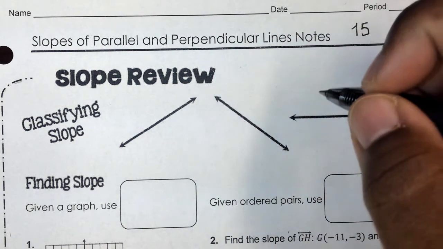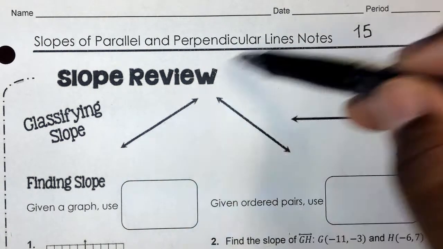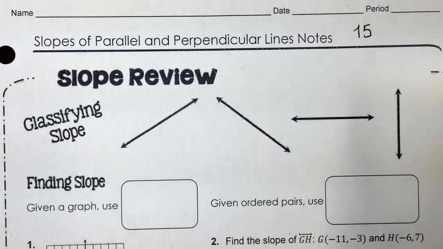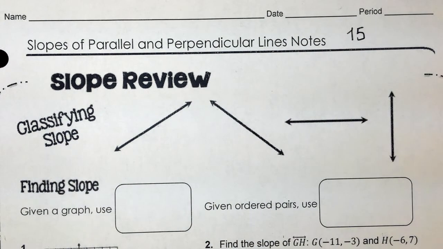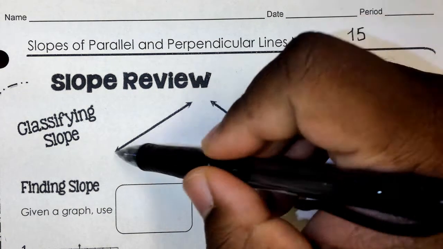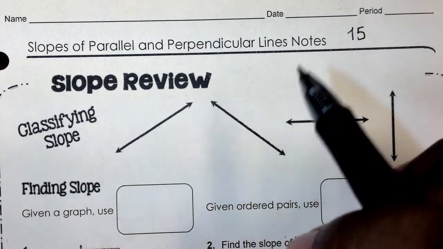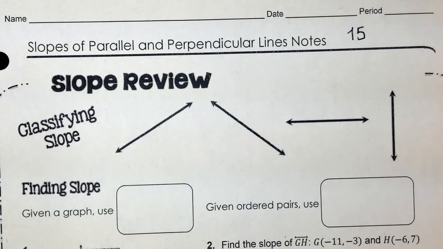Slope review. Classifying slopes. Yeah, 4 different lines here with different slopes. You should just know by looking at a line what kind of slope it has. So, looking at this first line, and when we say what kind of slope, is the slope positive? Is it negative? Does it have a slope? Or is the slope undefined? That is the question.